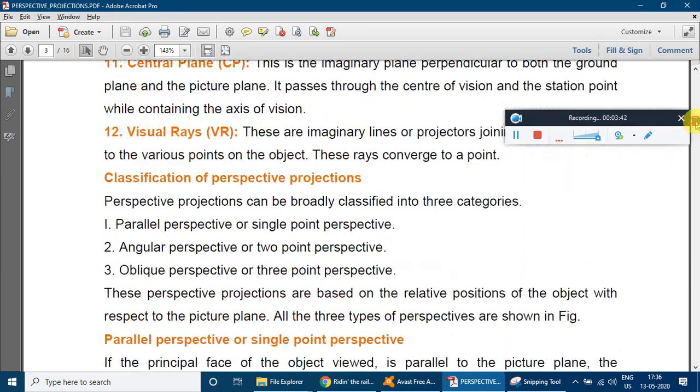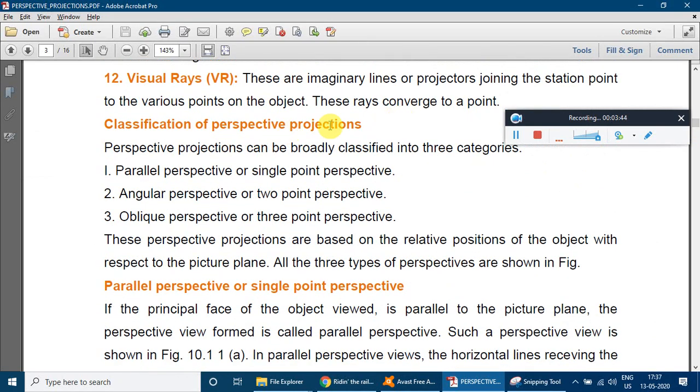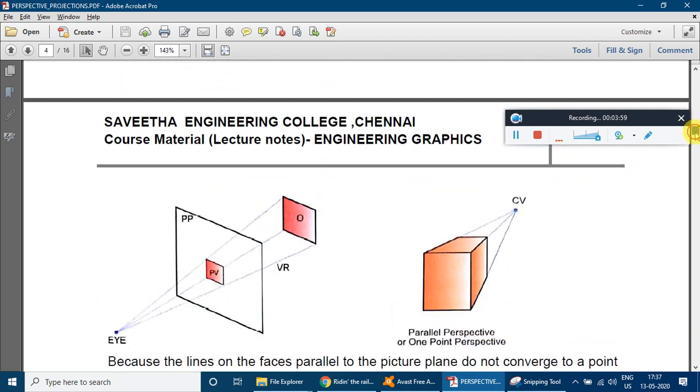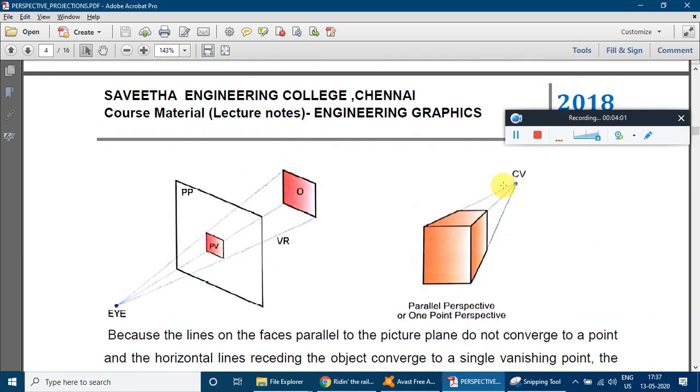Now we are going to the classification of perspective vision. We have three classifications. One is parallel perspective or single-point perspective. Next is angle perspective or 2-point perspective. Third is oblique perspective or 3-point perspective. First we will come to what 1-point perspective is. I'll just explain with the diagram. This is a 1-point perspective, right?